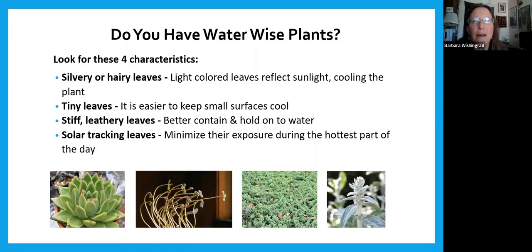So with an initial site plan, if you're not sure what kind of plants you have and if they are water wise, you can look for these 4 characteristics: silvery or hairy leaves, tiny leaves, stiff leathery leaves, or solar tracking leaves. These are all indications that the plants are water wise. Next.